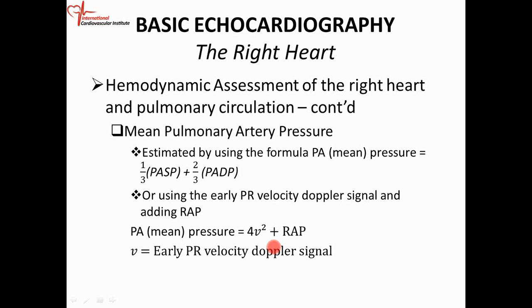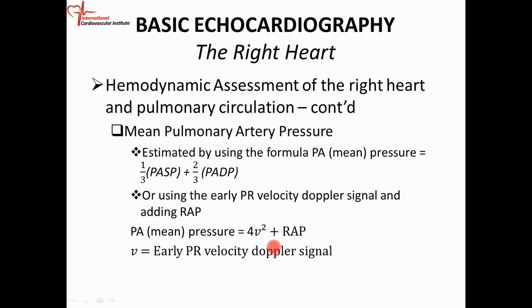Another way of doing it is to estimate it using the formula that the mean PA pressure is equal to 1/3 the systolic plus 2/3 the diastolic pressure. I already showed you how to get the systolic pressure, and I'll show you how to get the diastolic pressure. So if you use 1/3 systolic and 2/3 diastolic, that will give you the mean pressure.